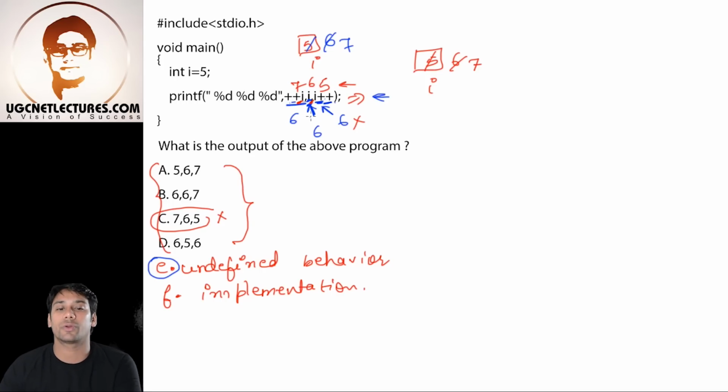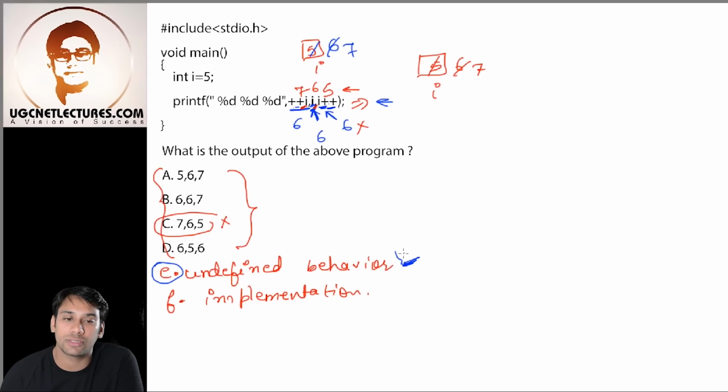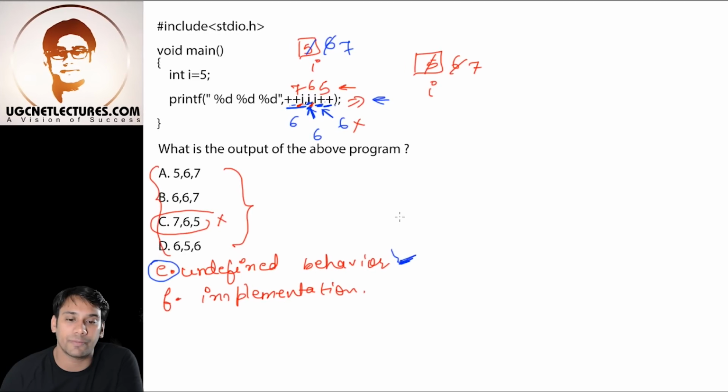So if you execute this program in Xcode, you will get some different output. If you execute it in an online compiler, you will get a different output. If you execute it in Turbo C, you are going to get a different output. If you execute it in Dev C++, you are going to get a different output. Their outputs will not match, and it will confuse you. Why? Because of this undefined behavior. So this is an ambiguity in the C programming language.